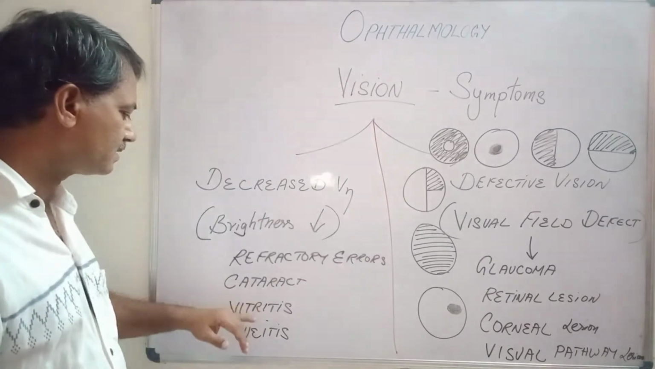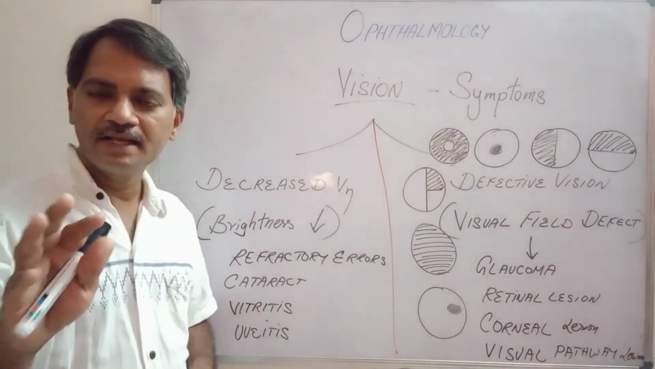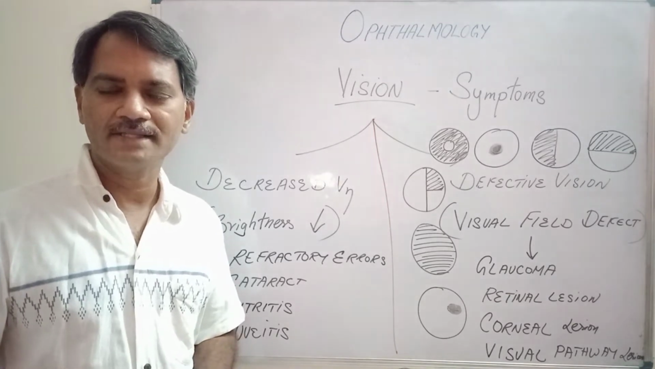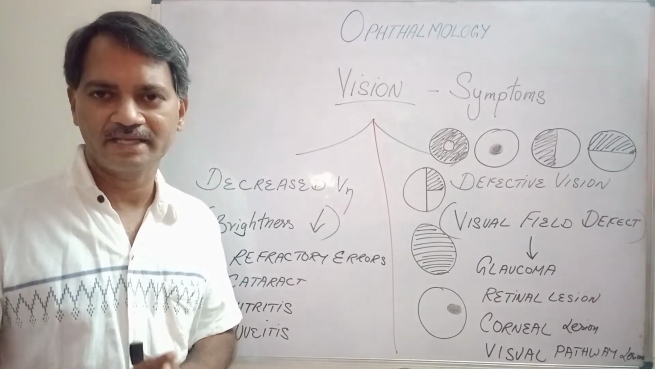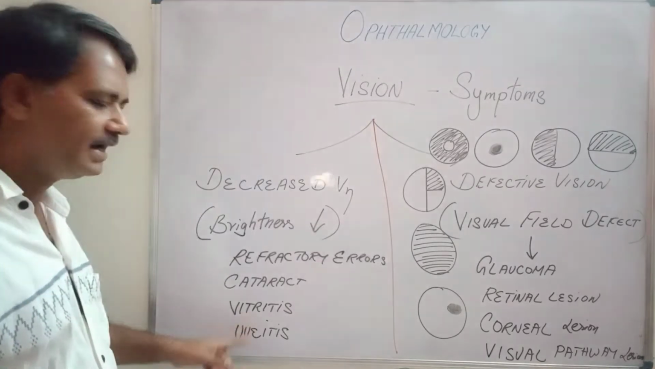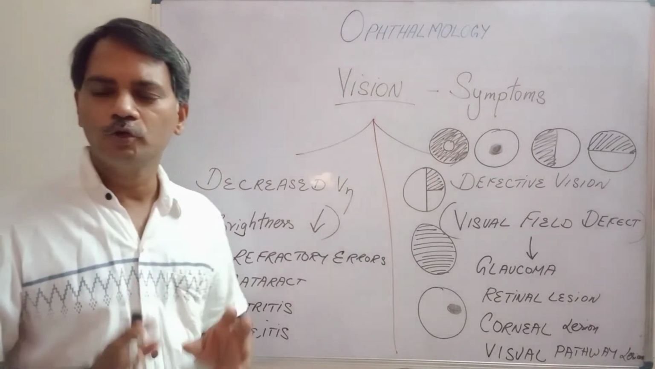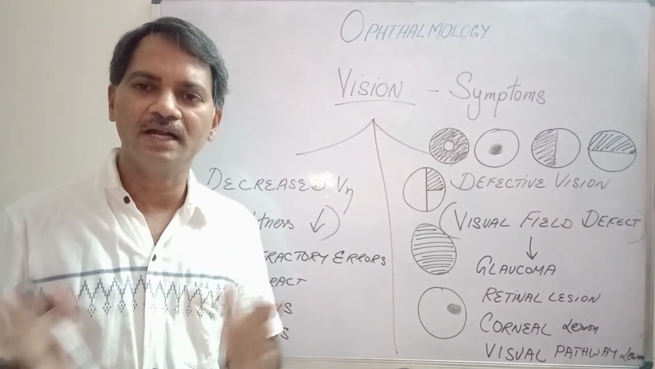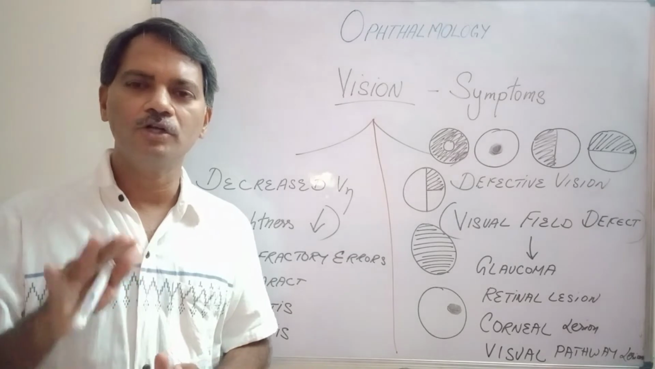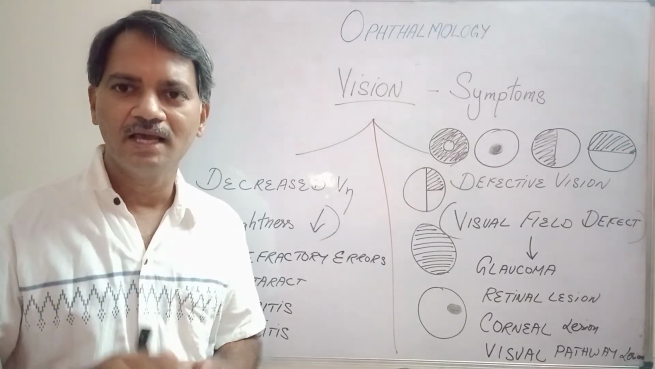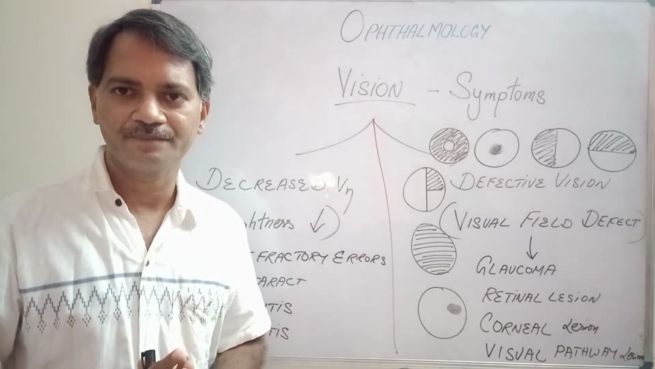In cataract, the amount of light rays entering into the eye is reduced due to the opacity in the lens or its capsule, leading to decreased vision. In vitritis and uveitis, due to outpouring of cells and proteins into the aqueous humor and vitreous humor, the amount of light rays entering into the eye and falling on the retina are reduced, leading to decreased vision.